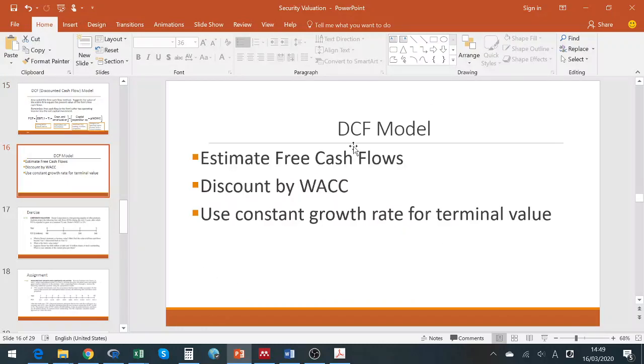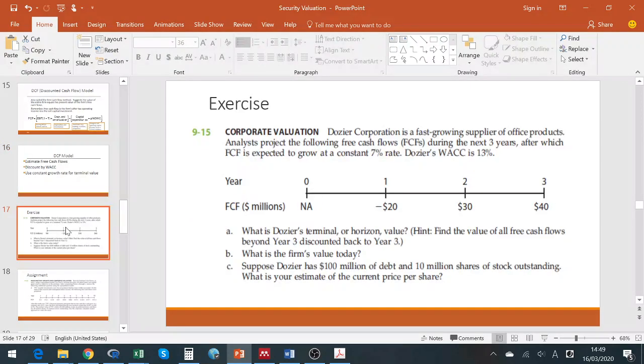For the DCF model, first you have to estimate free cash flow for next year, two years later, and so on. Then you discount by WACC. Remember we studied WACC already, so this is the discount rate for the company. Then use a constant growth rate for the terminal value. I will show you what this terminal value is about in the next slides. So let's do the exercise.